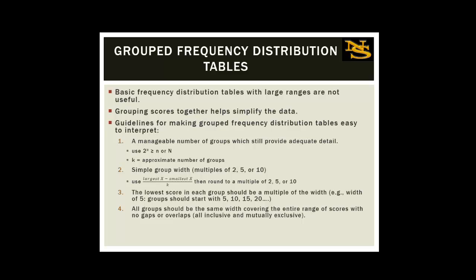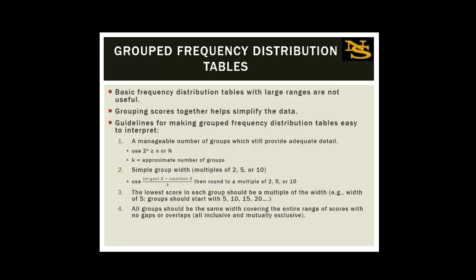Usually you're going to come up with a pretty ugly number for this. And remember, we're all about simplicity. So you'll take that ugly number and round it to a multiple of 2, 5, or 10, numbers that are easy to count by. Then as you create your table, make sure that the lowest score in each group is a multiple of the width that you just decided to use. That way, whenever somebody looks at your table, it's pretty clear to them the width of each of your categories.